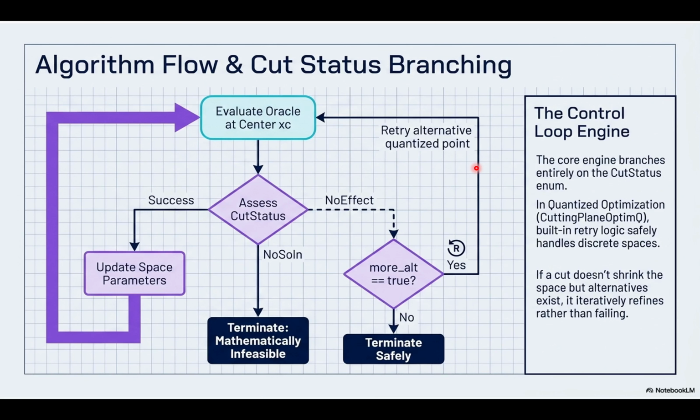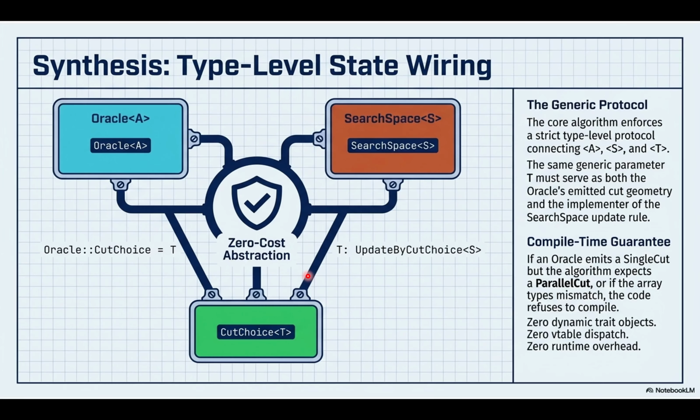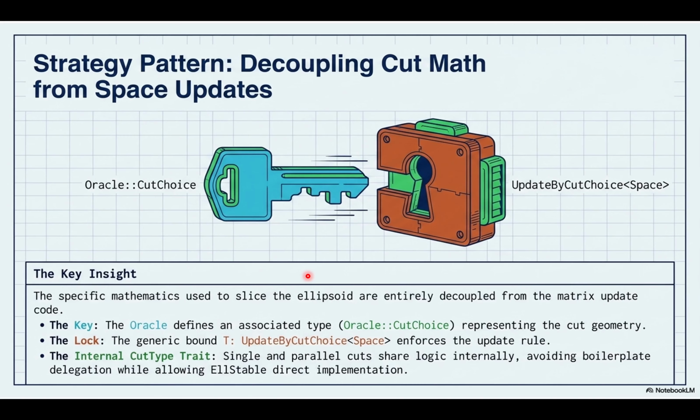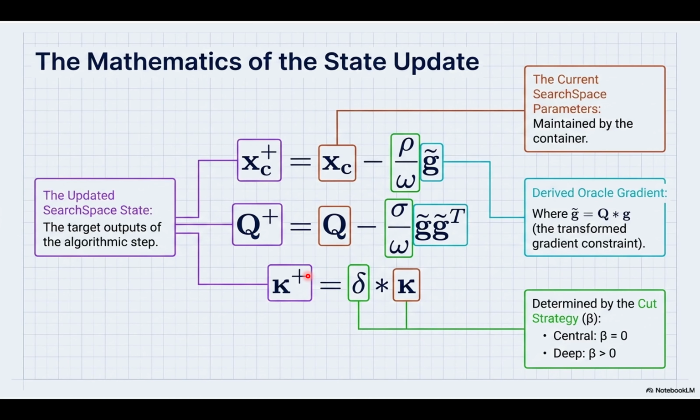But this brings us to a major logical hurdle. We have the oracles dictating the cuts. We have the search space managing the shrinking kitchen. If these two pillars are totally blind to one another by design, how do they pass the knife back and forth without accidentally cutting their own hands off? Like, how do they communicate without crashing the program? This is where the third pillar comes in.